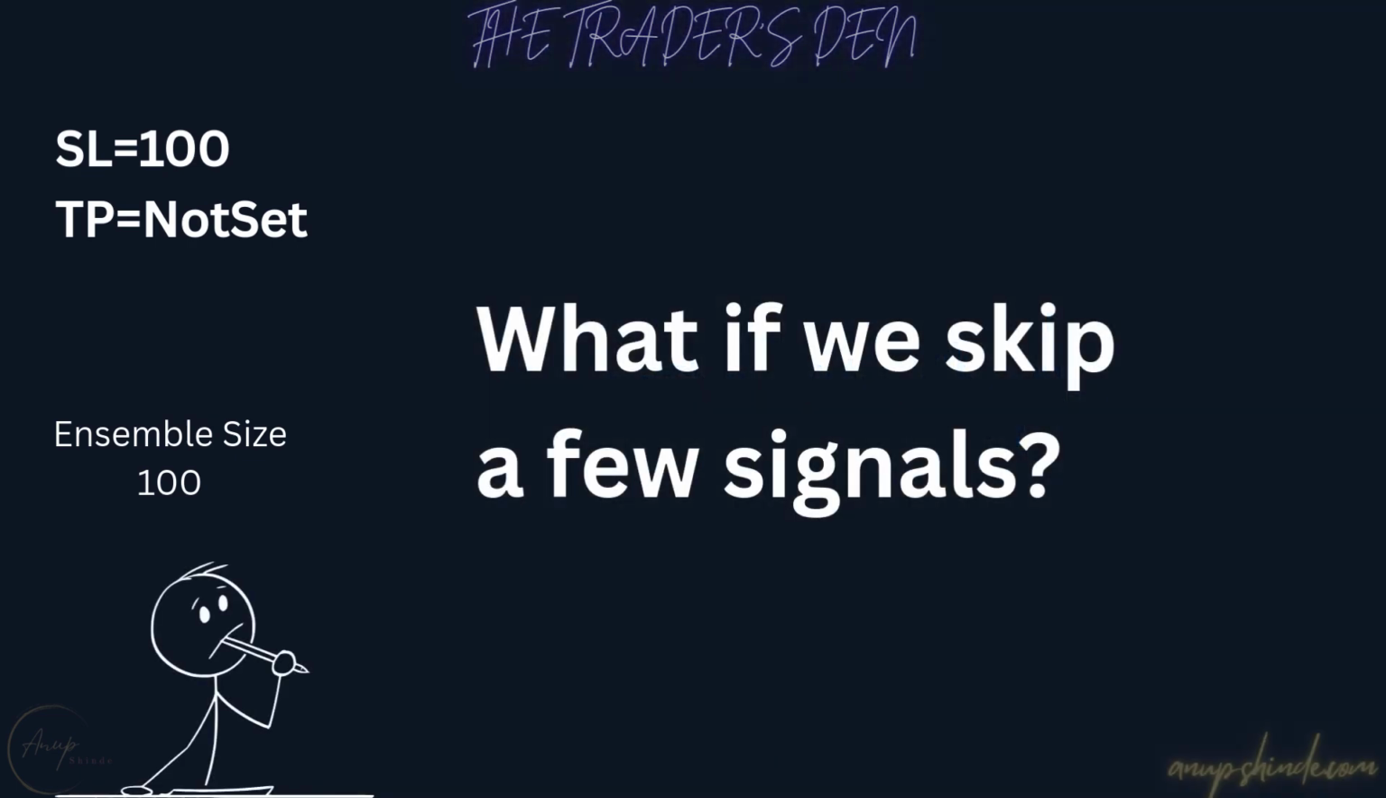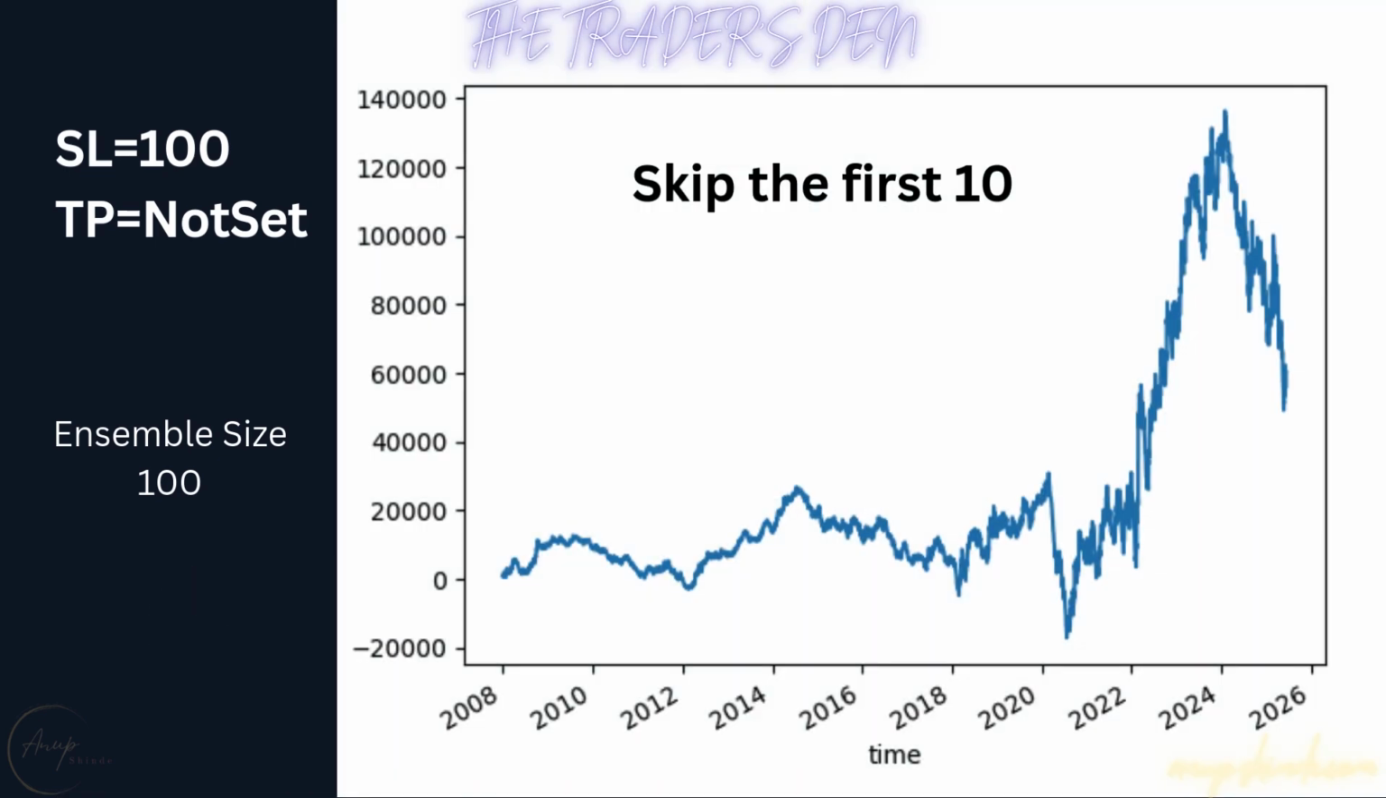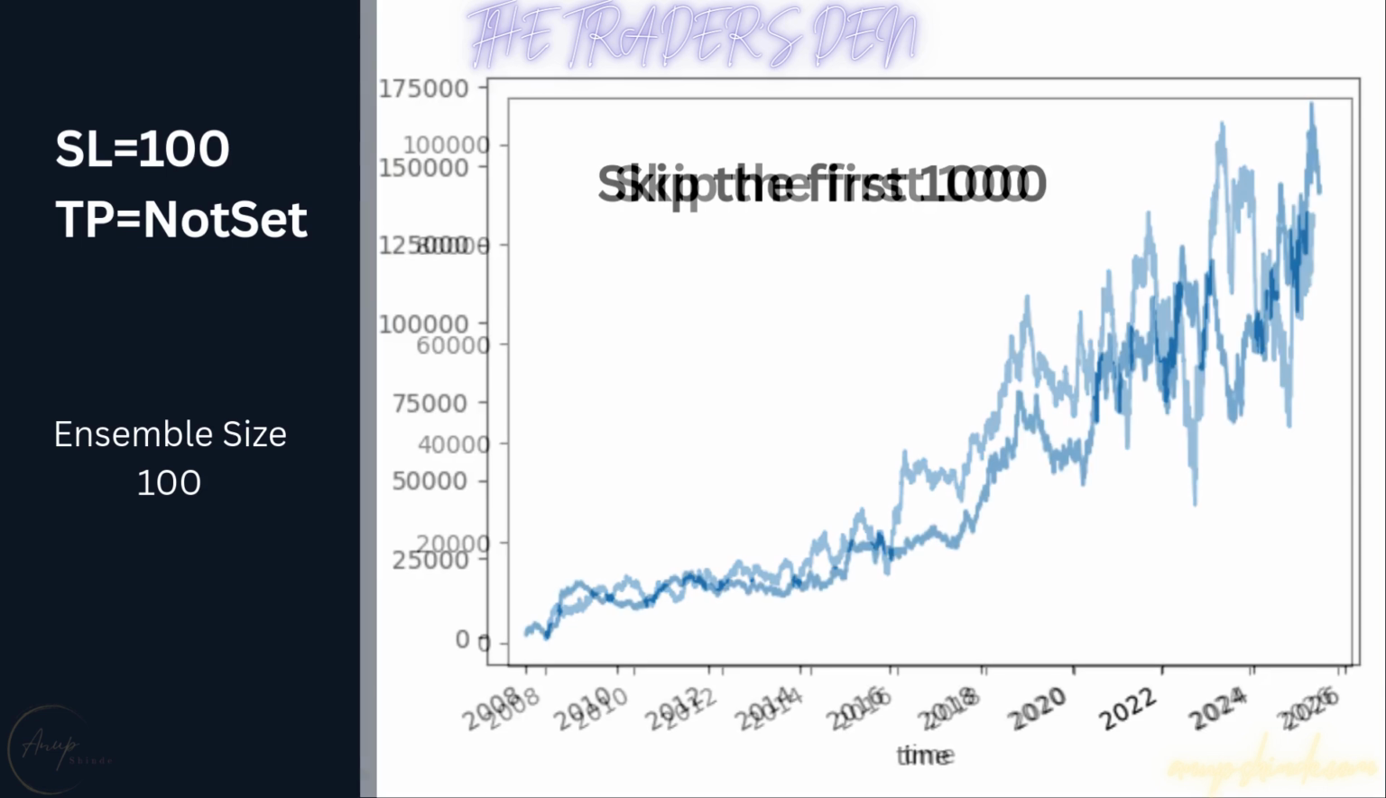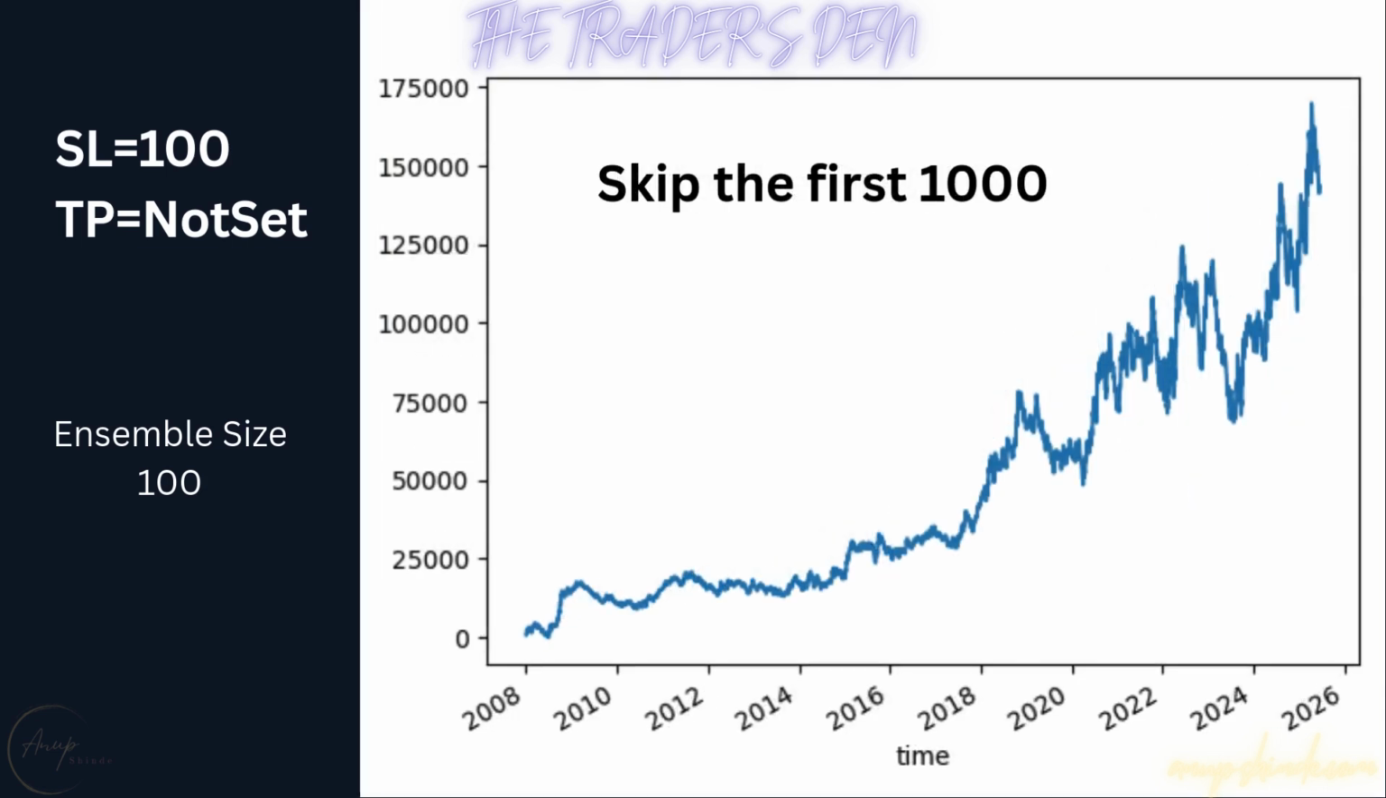Like we did in part 1 of this experiment, we continue with a stop at 100 points, and the take profit is not set. First, we skip the first 10 signals. Here, we skip the first 100 signals. And finally, here is the result when we skip the first 1000 signals.